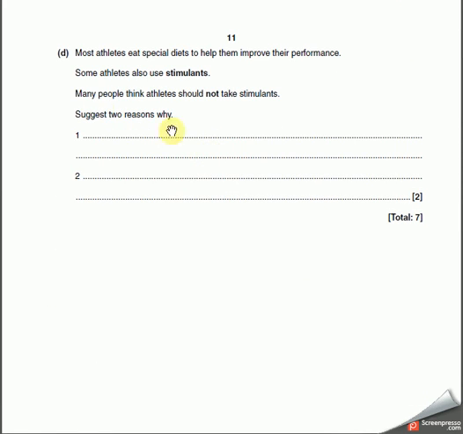Okay, right, last question. Most athletes eat special diets to help them improve their performance. Some athletes use stimulants. People think that athletes should not take stimulants. Suggest 2 reasons why. First of all, if some athletes were taking stimulants, it wouldn't be fair on those that weren't taking any stimulants. So that would be unfair. And the second thing is, if it's a stimulant, it's going to make your heart beat faster, isn't it? And if you're doing exercise, that could potentially be very dangerous, couldn't it?